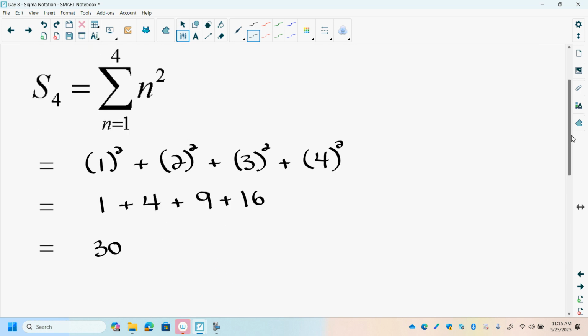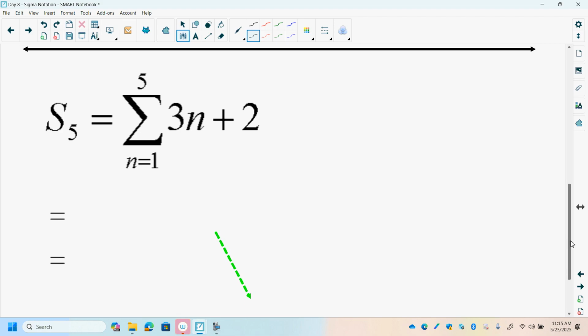I can move down to this next one. Let's do some mental math. Start at 1, stop at 5. What would the first term be? What would I get if I plugged a 1 in for n? What's 3 times 1? Plus 2. 5. If I fill a 2 in, 3 2s are 6, plus 2, 8. What would I get if I filled a 3 in? 11. What would come after the 11? 14.